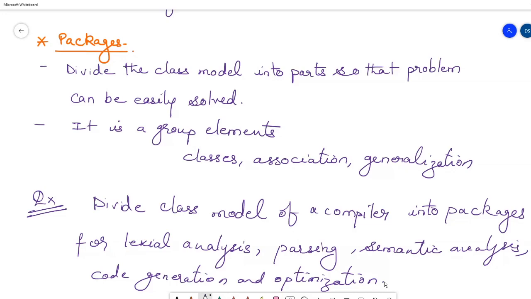Ma'am, what is the second point? The second point is that it is a group of elements. A package consists of a group of elements which has classes, association, and generalization within it. These elements help you analyze the reason for that particular problem, and from a model as a whole, how you can overcome or solve that particular problem.